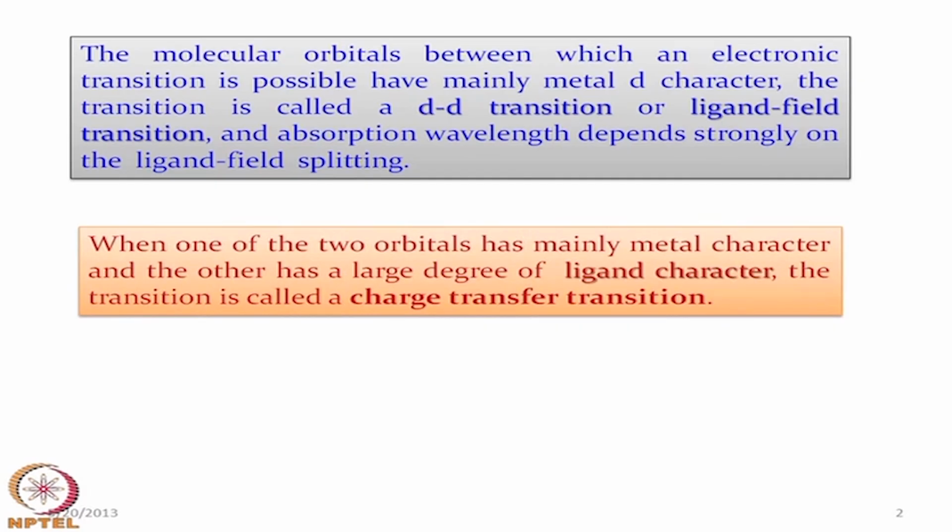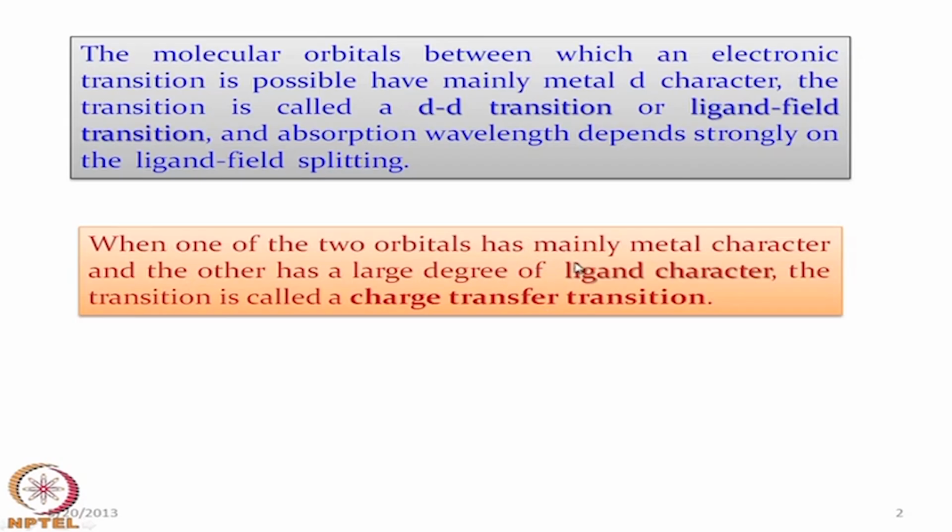Next, we will see whether the ligand character is involved for any type of electronic transitions. So, when one of the two orbitals has mainly metal character, that means in case of these d-d transitions, what we see is that both the orbitals, from where the electronic charge is getting transferred to the destination orbital, both of them are of metal character. But now if we introduce the corresponding ligand character, the transition can be called the corresponding charge transfer transition.